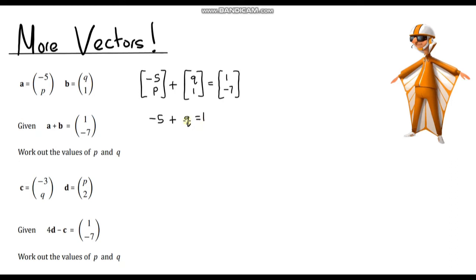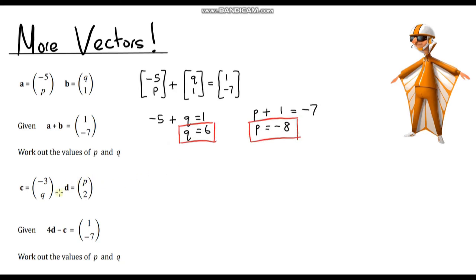So to work out what q is, we can just add 5 to both sides. So we get that q is equal to 6. And we can check that. Negative 5 plus 6 does give us 1. So that is our horizontal component for vector b. Now let's work out what the vertical component for vector a is, p. So we can just use the second line. So we can say that p plus 1 is equal to negative 7. Therefore, if we subtract 1 from both sides, we get p is equal to negative 8. So we have found our values of p and q.